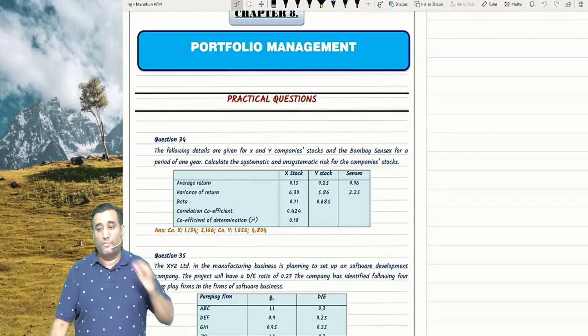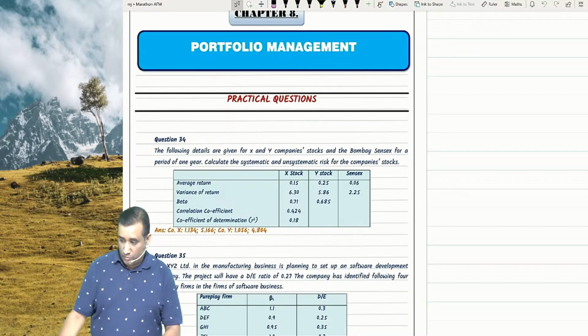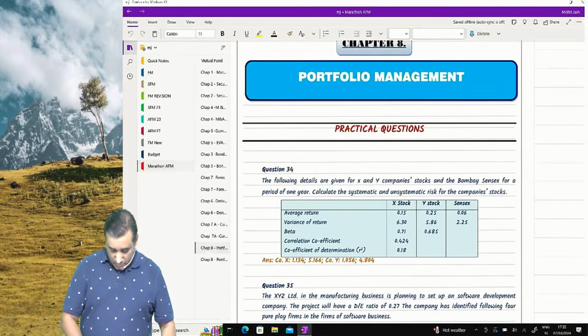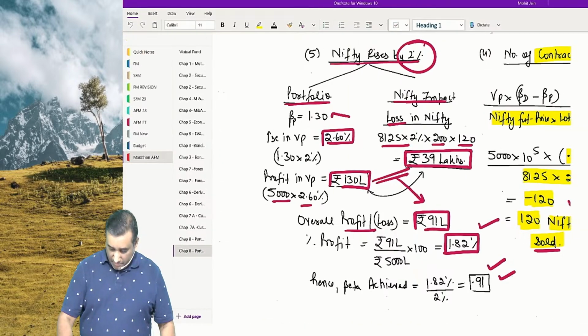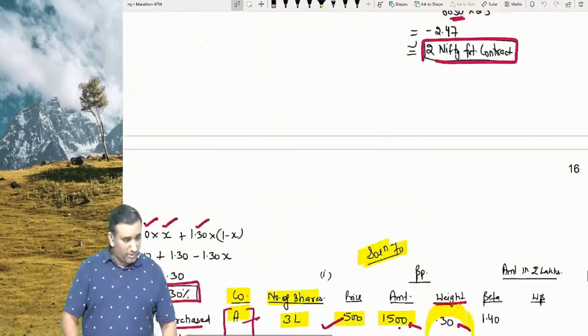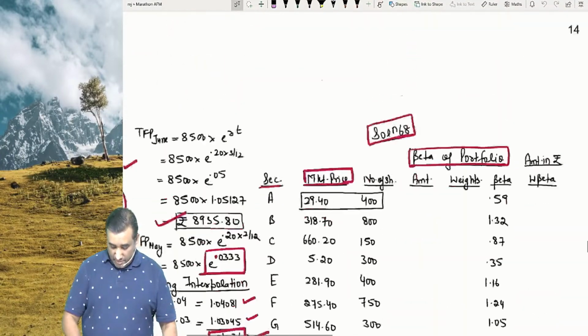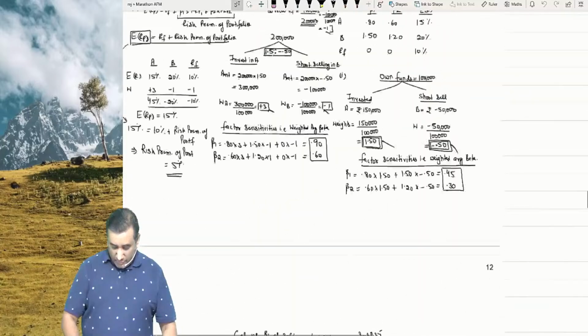We'll move to portfolio management. Now, I'll just quickly do a recap. In fact, the entire chapter, what we'll be doing. Let me slightly do a recap with you.